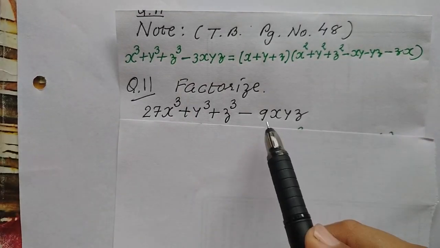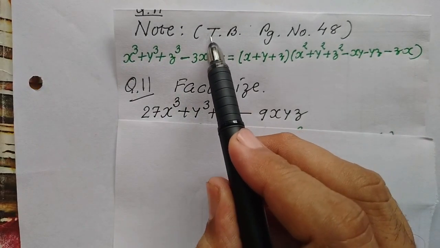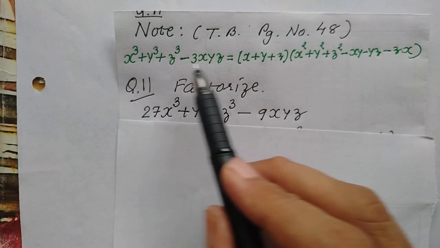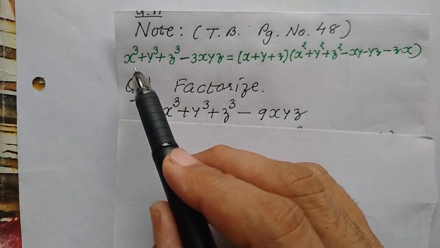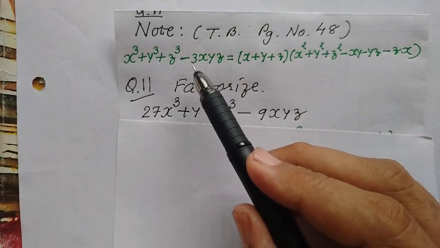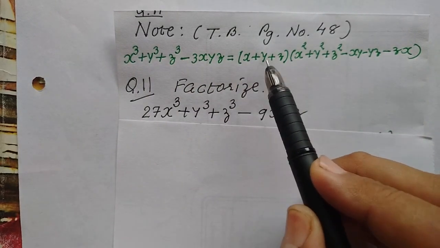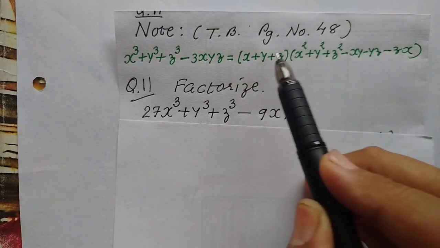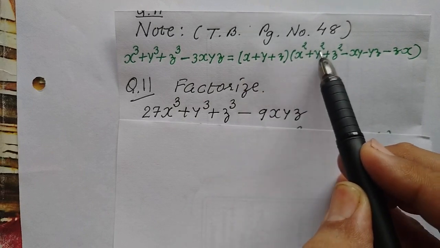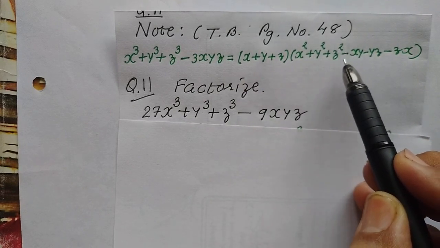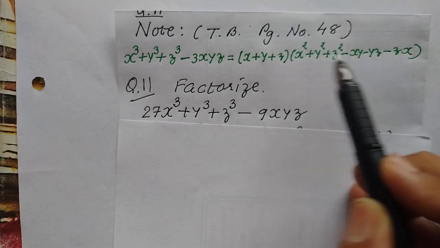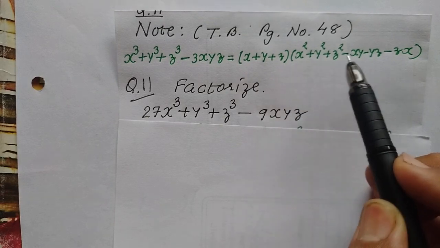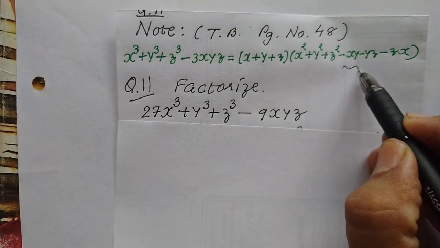Children, for this question, in your textbook, TB means textbook, page number 48, this identity is given: x cube plus y cube plus z cube minus 3xyz equals first bracket x plus y plus z, second bracket x square plus y square plus z square minus xy minus yz minus zx, children. Okay, that is given.